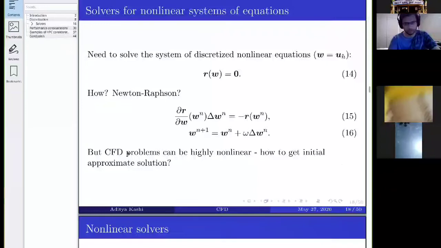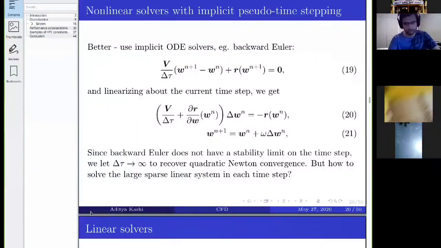Essentially, the time step gives the solver an initial robustness to start. As the time step tends to infinity, this term goes to 0, and we can recover the quadratic convergence given by Newton. And if it converges quadratically, then in a very small number of steps, this will converge to say machine precision. But the problem here now is we need to solve this linear system of equations.